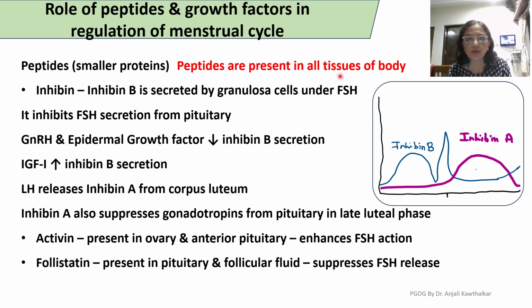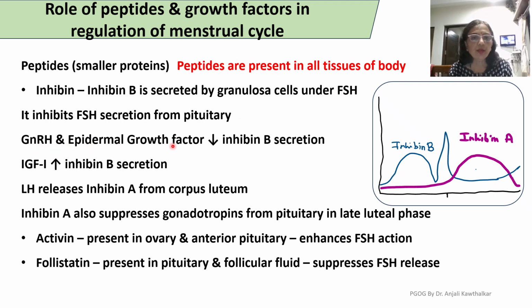Similarly, these are present in the ovary also, and most important is inhibin. There are 2 types of inhibin, inhibin A and inhibin B. Inhibin B is secreted by granulosa cells under the influence of follicle stimulating hormone. It inhibits FSH secretion from the pituitary. So FSH is responsible for its synthesis by granulosa cells, but as the granulosa cells secrete inhibin B, it has a negative feedback on the pituitary, and it reduces FSH secretion by the pituitary gland.